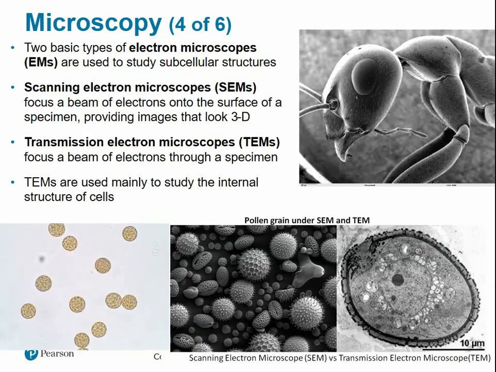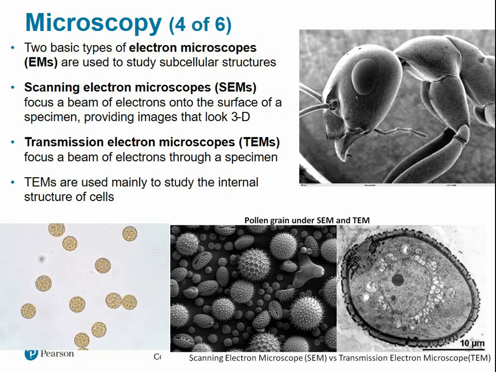If we want to look at even smaller or more detailed structures, there are two more high-powered types of microscopes that we can use, which unfortunately we do not have on our campus. But the two basic types of electron microscopes are used to study these subcellular structures, things that are much smaller than an individual cell.